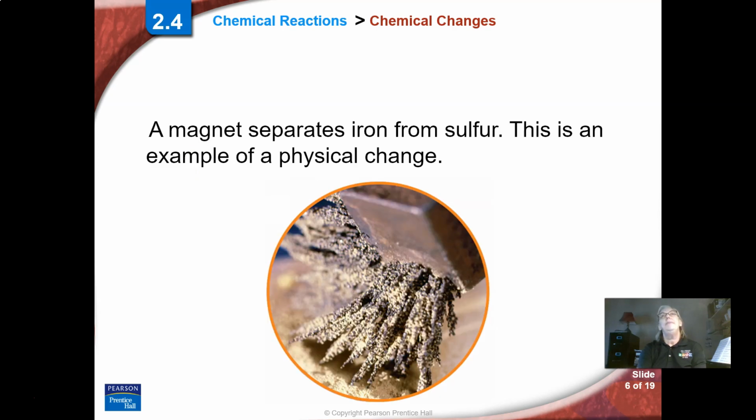So here's a magnet separating iron from sulfur. This is a physical change. Anytime you move one thing away from something else, like when we talked about filtration and distillation, you're physically separating things from each other. That's a physical change. If you cut your hair, that's a physical change. You're separating the hair from each other.